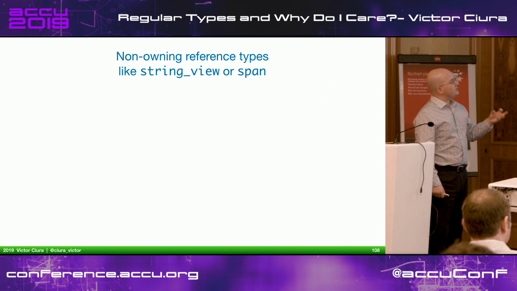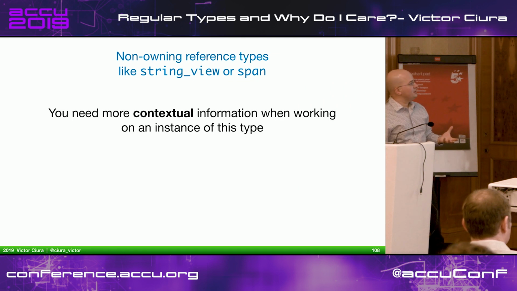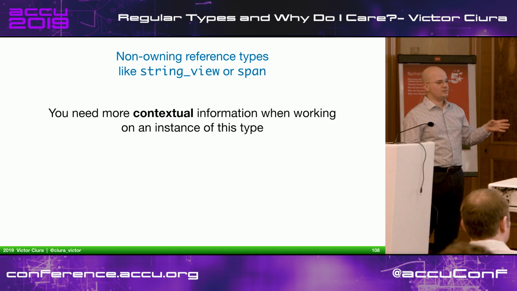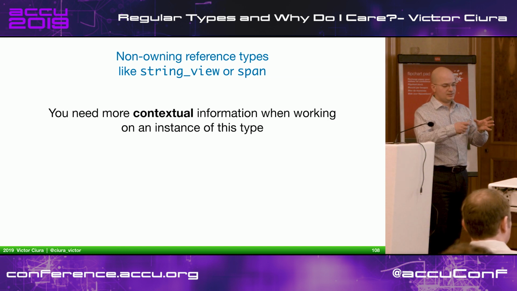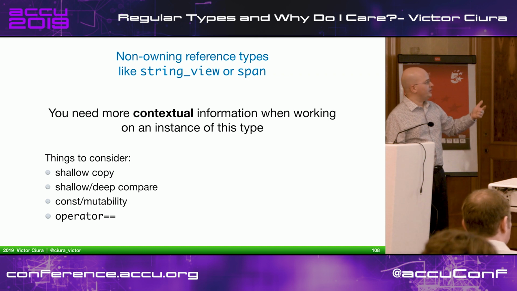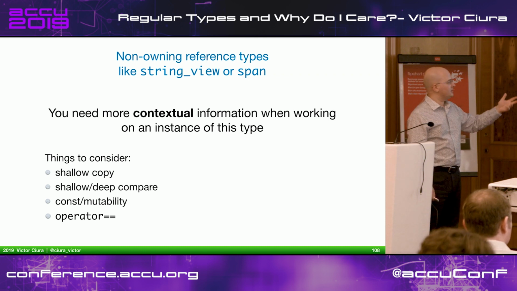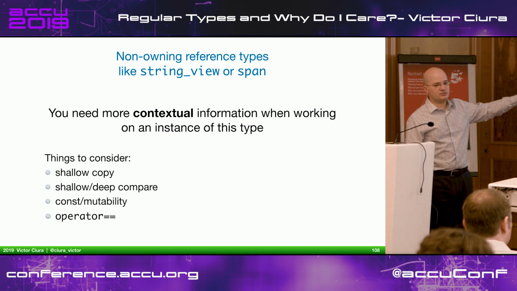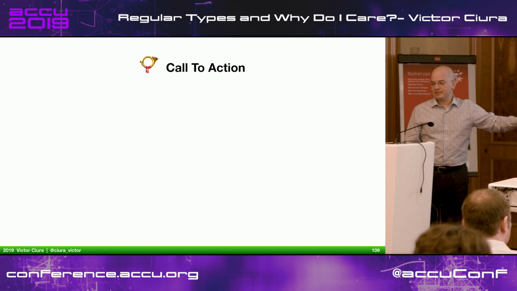So non-owning reference types like string view or span, we need contextual information when we're working with them. We cannot use and rationally analyze things without the context. Things you always need to consider is shallow copying versus deep copy, shallow versus deep compare, const mutability, and what it is to define operator equal on.